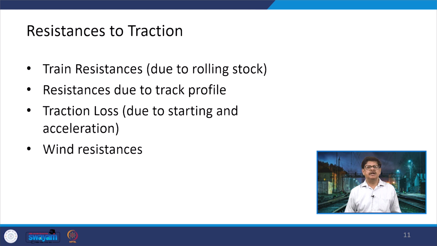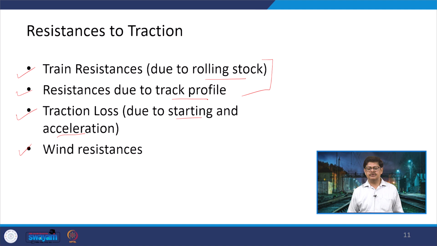Now, let us start with these resistances. As we discussed, there are train resistances which are due to the rolling stock, there are resistances due to track profile, there are traction losses which are due to the starting or the acceleration of the locomotive on a track, and finally there are wind resistances. We will be taking up these resistances one by one. In today's discussion, we will be able to complete the first two, that is the resistances which are offered by the rolling stock and the resistances which are there due to the track profile.